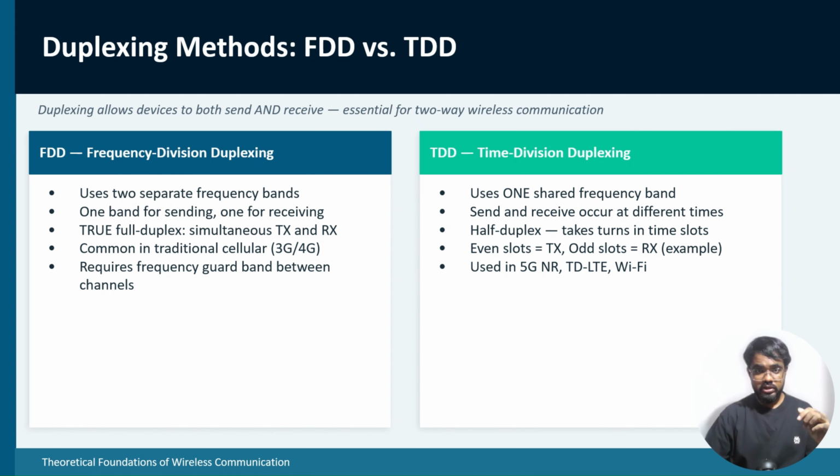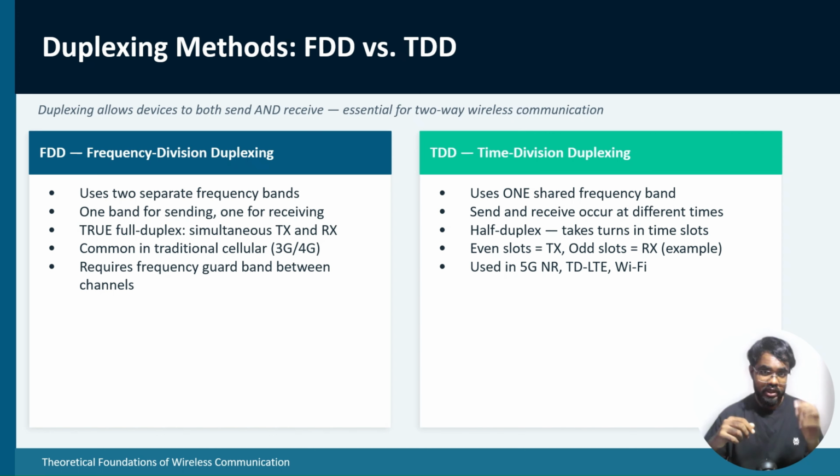In wireless communication, devices usually need to both send and receive data. This requires duplexing. TDD, or time division duplexing, is a method of half-duplex communication where devices send and receive data at different times. For example, in TDD systems, a primary device might transmit in even-numbered time slots, while a secondary device transmits in the odd-numbered time slots. They share the same frequency but take turns in time.